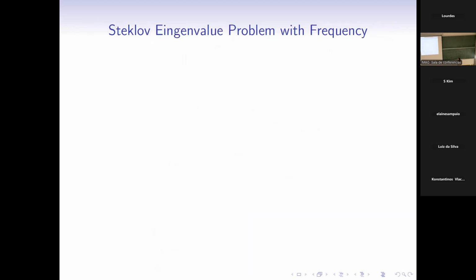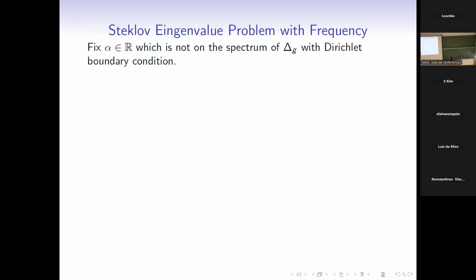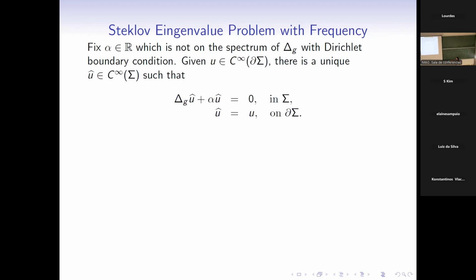So what are these Dirichlet to Neumann maps with frequency? They are called Steklov problems with frequency. So here you can define in general, you just need to pick a value alpha that is not in the spectrum of the Laplacian with the Dirichlet boundary condition. Okay? Because once you have that, you have a uniqueness in this sense. Given any function in the boundary, you find a unique extension such that it solves this equation in sigma and it satisfies this on the boundary. Okay, so you have this uniqueness.